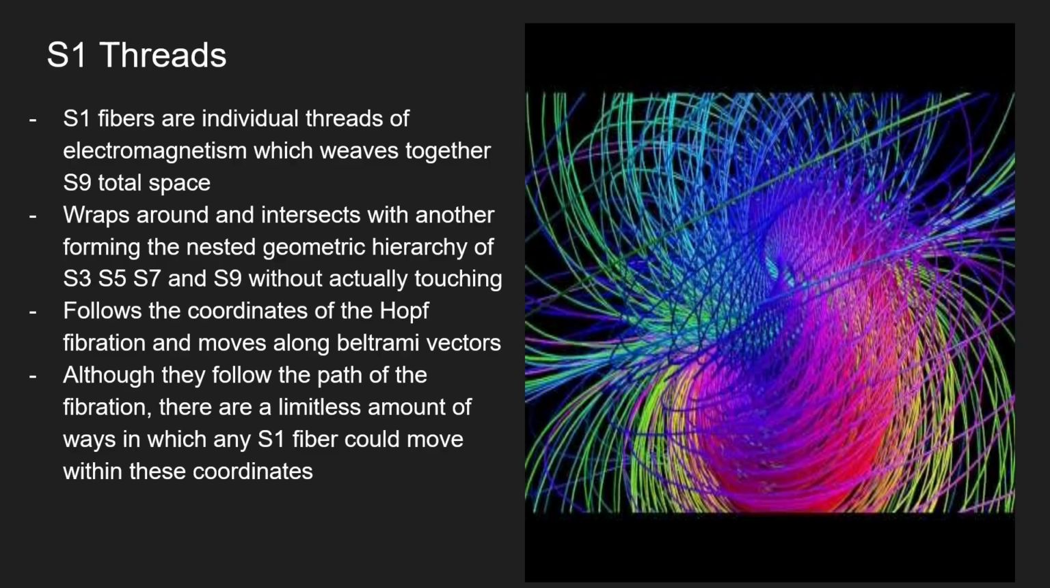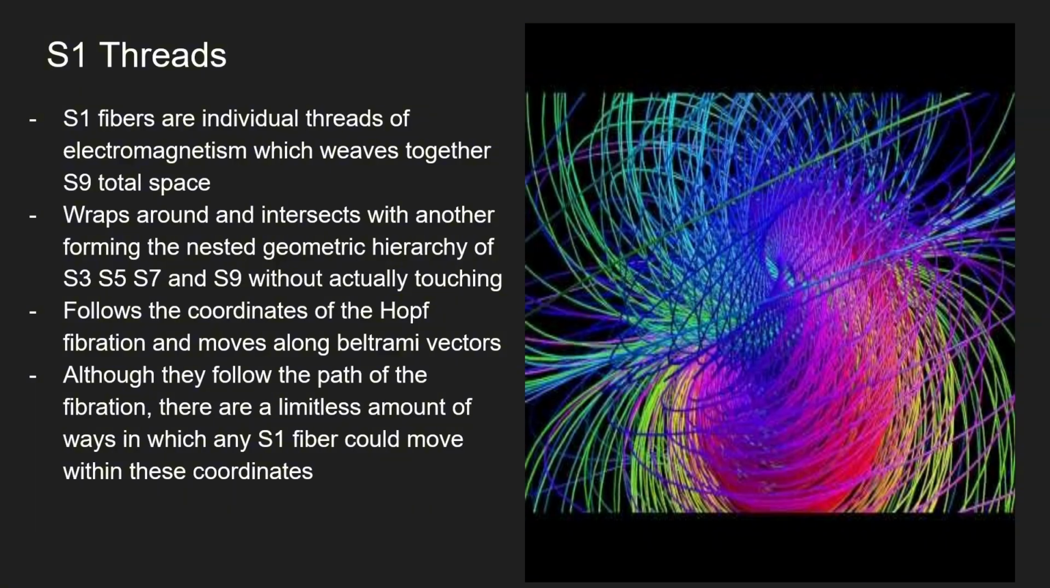And as that projects through the weaving of the S1 fiber threads, it forms a four-dimensional manifested space that each one of these threads moves through. And they follow the coordinates of the Hopf fibration, moving along the Beltrami vectors. And although they follow the path of the fibration, there are a limitless amount of ways in which the S1 fiber could move within the coordinates which have been laid out for it.